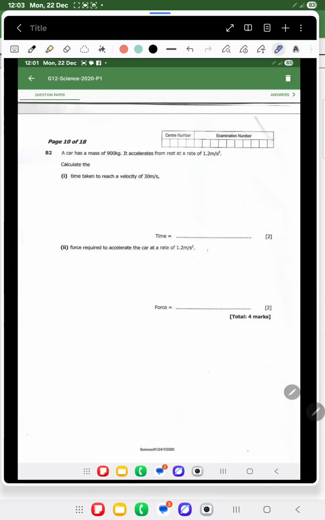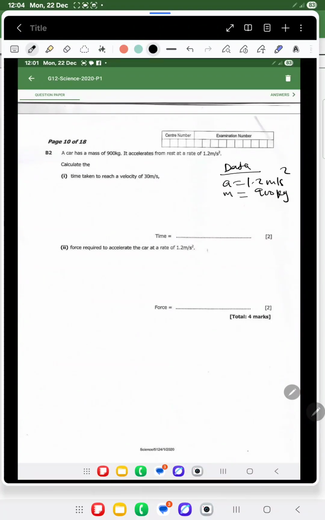In this video, we are going to look at this question, which is coming from the Science Paper 2 2020 Final Examination for Internal Exam. So we are answering our question number B2, which says a car has a mass of 900 kg. It accelerates from rest at a rate of 1.5 meters per second squared. So meaning that in this case we are given our data, the acceleration, which is given to be 1.2 meters per second squared. Then we are also given the mass, which is given to be 900 kg or kilograms. The first question says, calculate the time taken to reach a velocity of 30 meters per second.